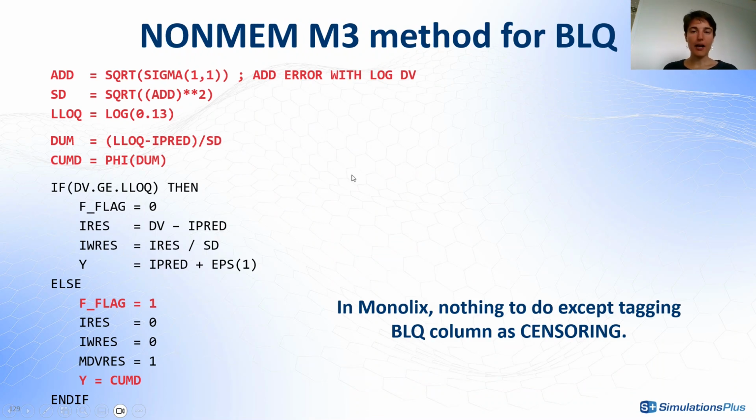Then comes the part on the M3 method for the BLQ, which really allows you to take into account the likelihood of having an observation that is below your LOQ value. To do that in NONMEM, you need to add all this code, so to have a flag that tells you that in the Y column you're going to put the likelihood value and not the prediction, and then calculate the likelihood value by yourself in those equations. And that's, again, much simpler in Monolix. The only thing you need to do is to tag your BLQ column as censoring, and then you're done. All the stuff related to the likelihood calculations will be done automatically in the background.